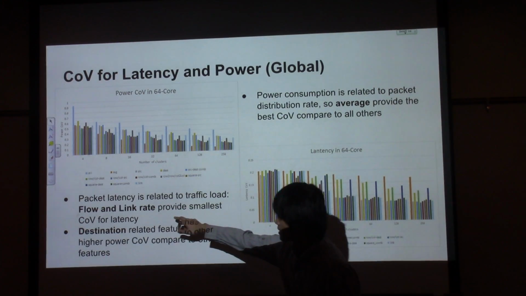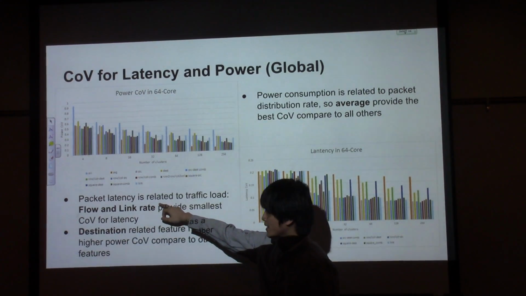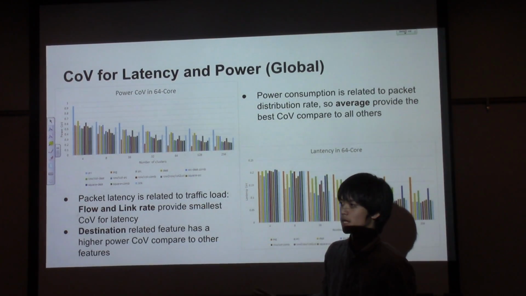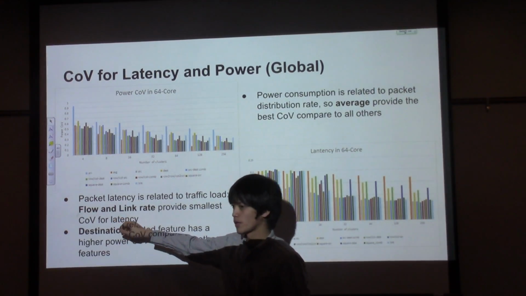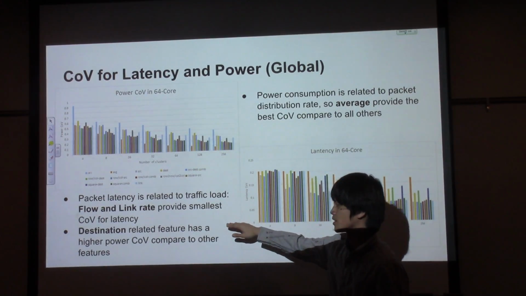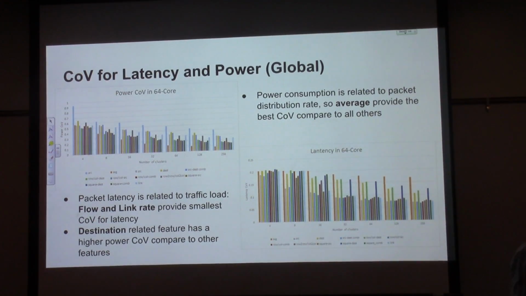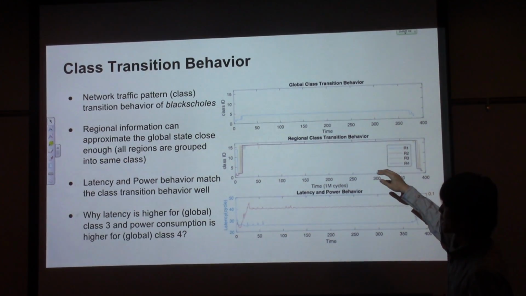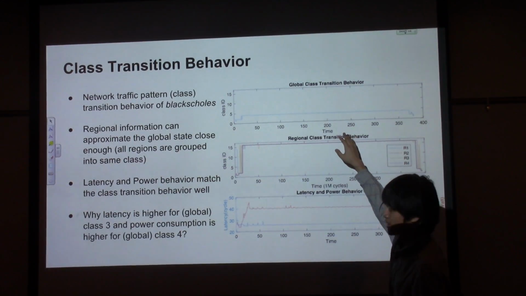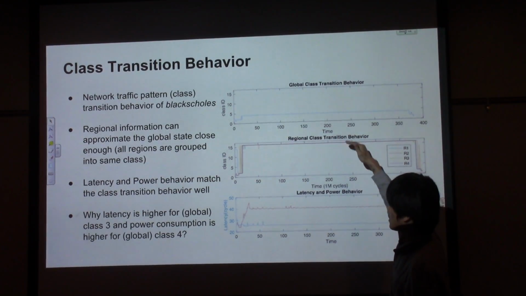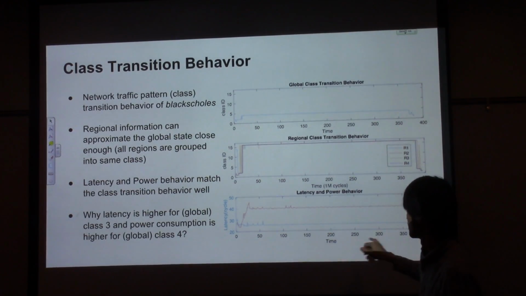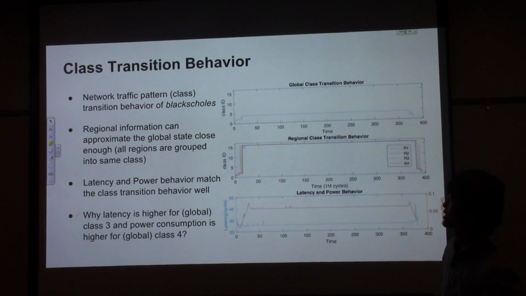I want to mention that the flow and the packet latency delay are directly related to the traffic load on the on-chip network. So flow and link rate will provide us the smallest COV for the latency. In order to have a deep study of the data we have, we visualize the class transaction behavior and the latency and power behavior over a certain time period on one benchmark we select.